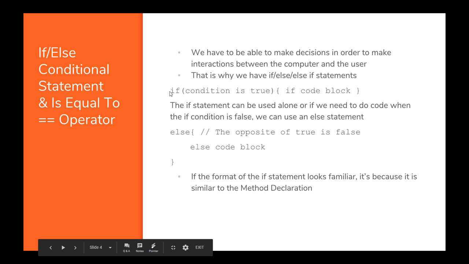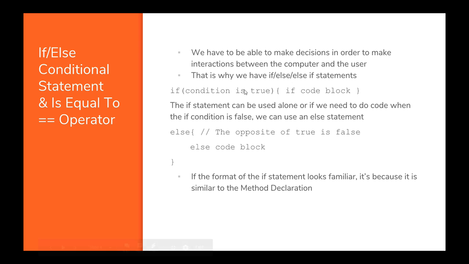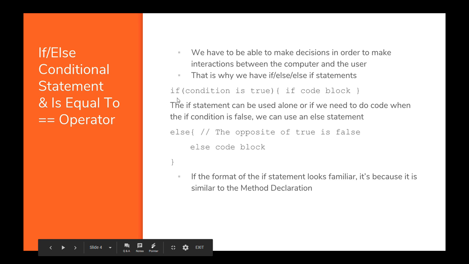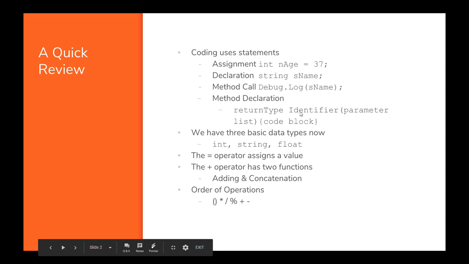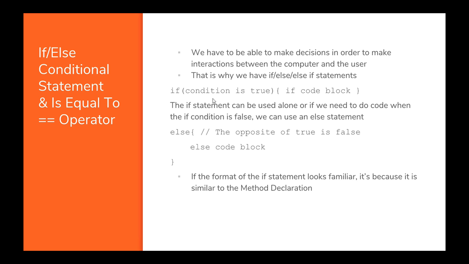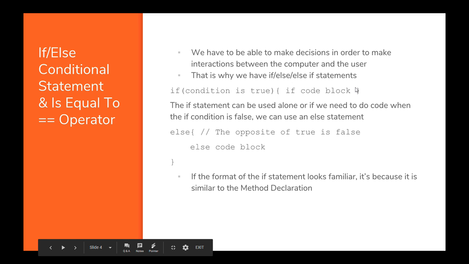So we're going to start off with a basic if. If, parentheses, whatever condition is in the parentheses is equal to true, it will run the if code block. This syntax should start to look familiar by now. Kind of looks a little bit like our method declaration without the return type, right? Name, parameters, code block. If, condition, code block.